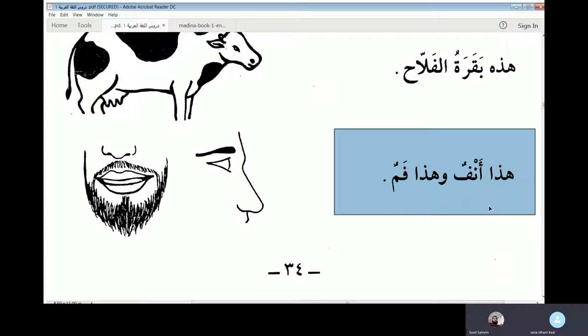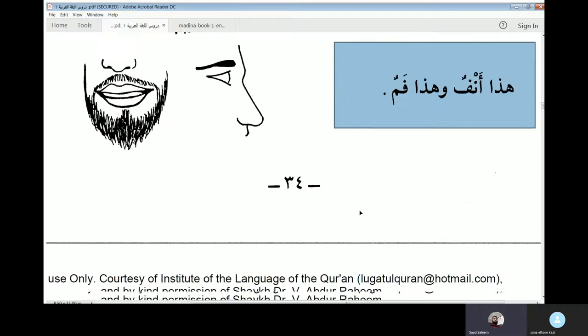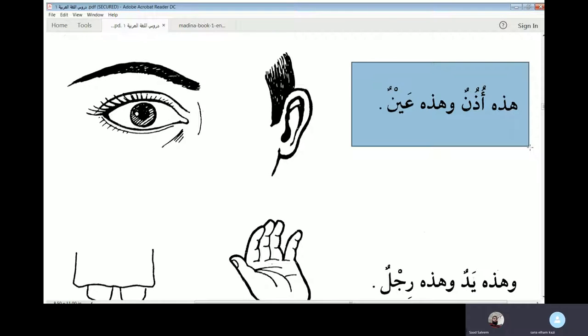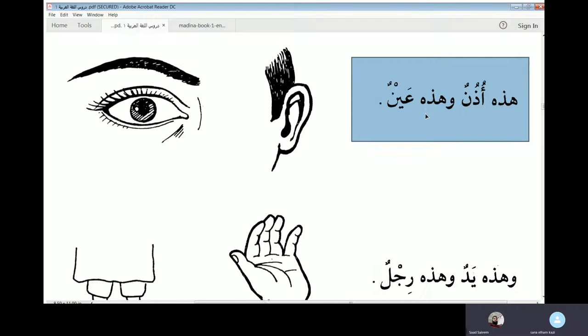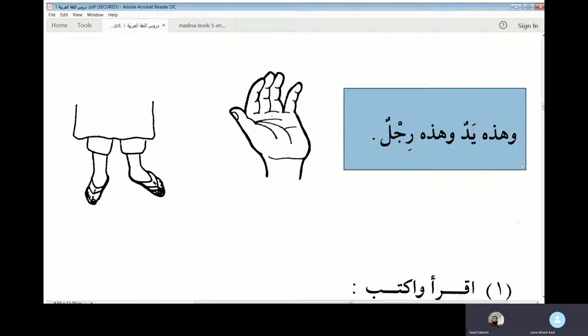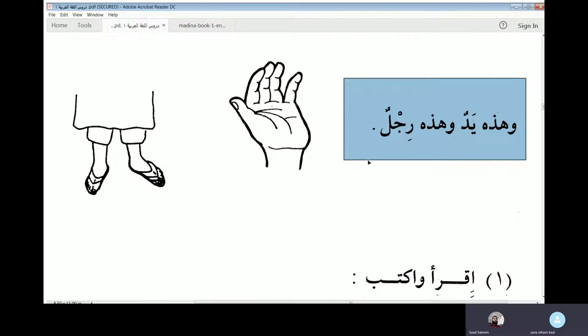هذا الفم وهذا فم. This is the eye. This is a nose, and this is a mouth. هذه أذن وهذه عين. This is ear and this is eye. Miss Anna, read next. وهذه يد وهذه رجل. And this is hand. And this is a leg.